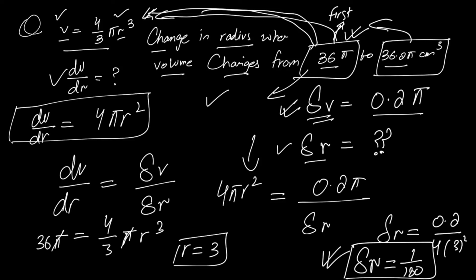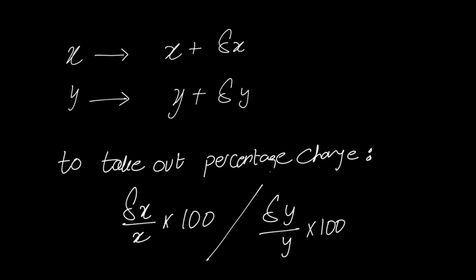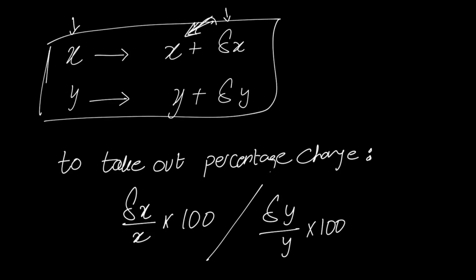Now let's move forward to another concept of this. To get the new value of an increasing variable, we have to add the small change to the original value, so we get the new value of it. Similarly, we do it for both x and y. Both of these should be related by an equation. We can also take out a percentage change, which is the change upon the original value into 100. So this will give us the percentage change. Now let's do a question of this to understand this concept better.